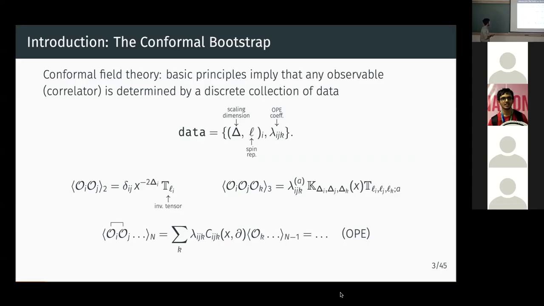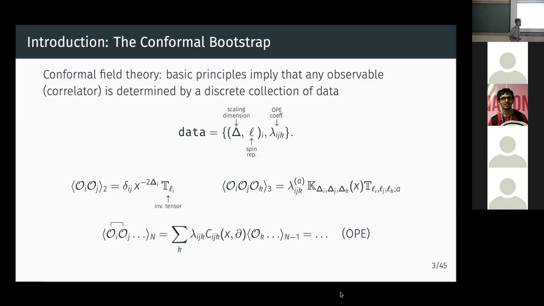Just to be explicit, a two-point function is entirely determined in terms of the scaling dimensions and spin representations here. The three-point functions are determined in terms of these OPE coefficients, these lambdas here. In turn, every higher point function can be expanded out in terms of lower point functions recursively using the operator product expansion. So this bag of numbers is the CFT, and this bag of numbers, the CFT data, is what we want to understand.